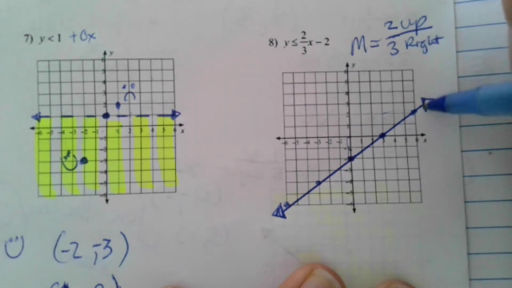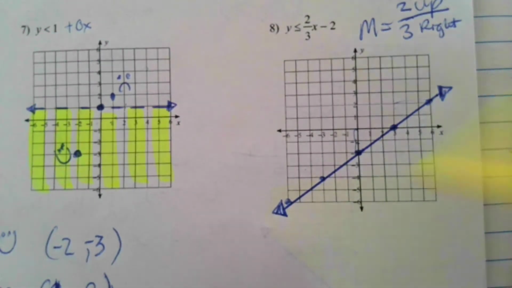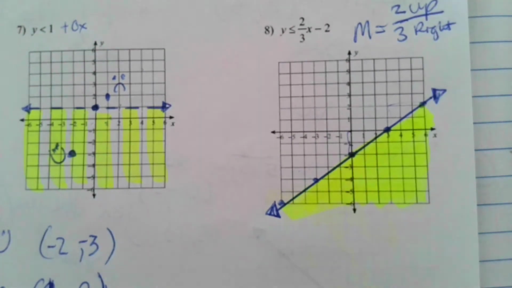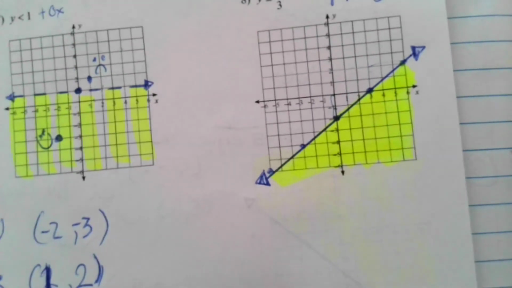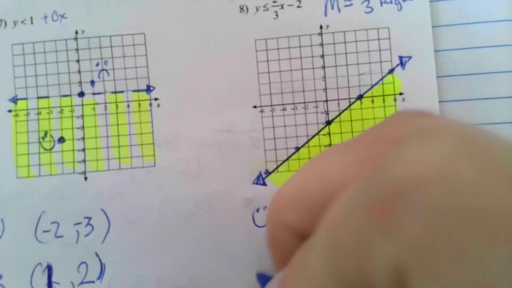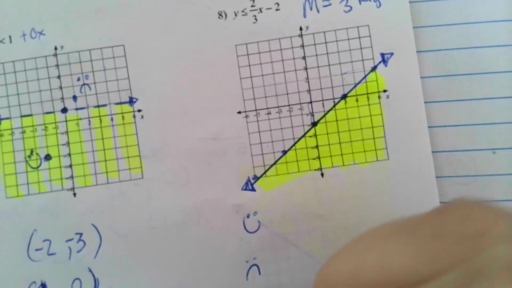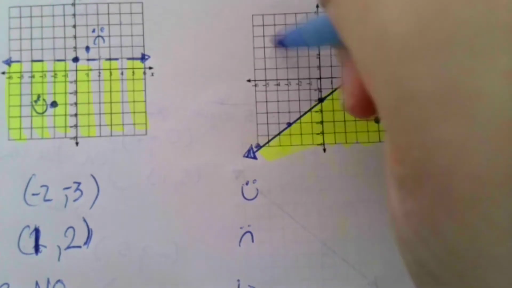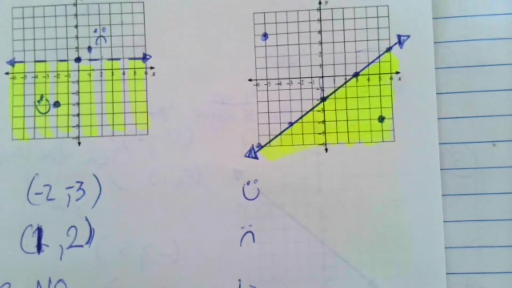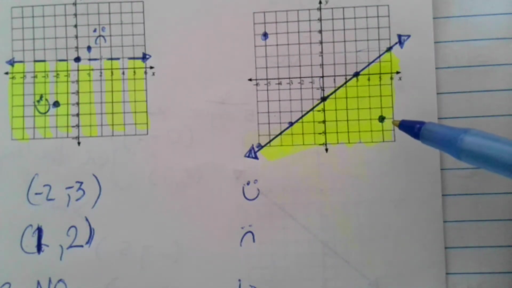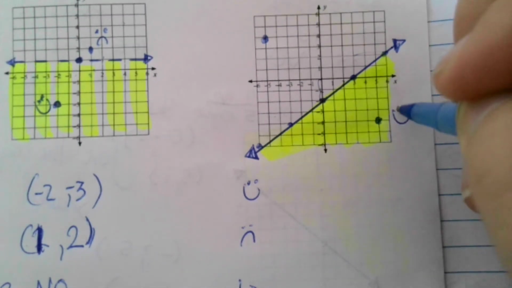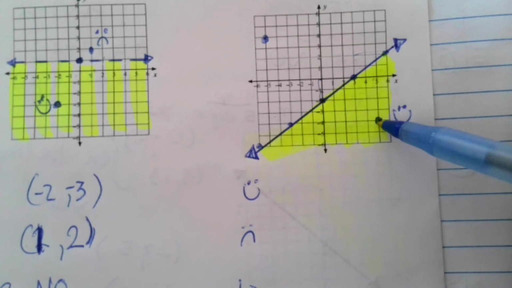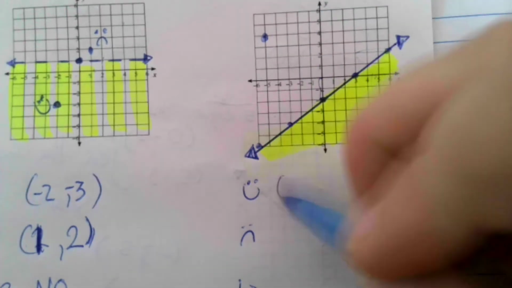Above or below? Okay. Same thing. I want a smiley, a frowny, and about the line. So I'm going to just throw a dot over here. Is this dot a smiley or a frowny? That's a smiley. Okay, where's it at? 5, -4.